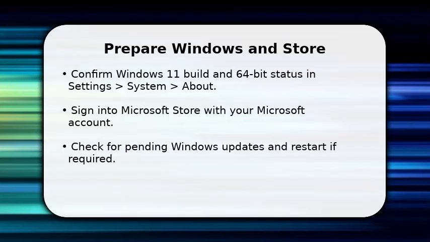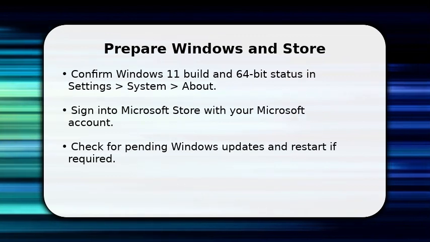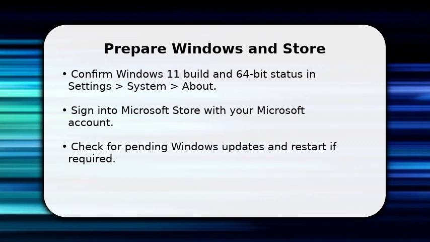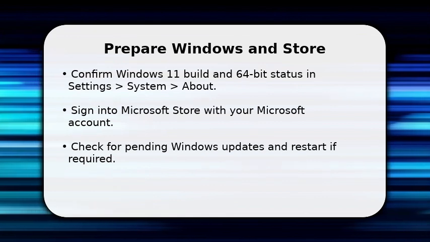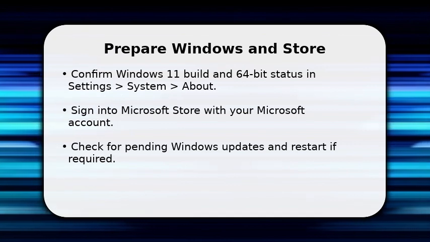You start by confirming system readiness. Open Settings and verify your Windows 11 build and that updates are applied. Once done, sign into the Microsoft Store with your Microsoft account so installations and licensing sync. Make sure no restart is pending. If Windows asks, restart now to avoid installation errors. Then open the store, search for Paint 3D, and keep the store window ready. This prepares you for a smooth install without interruptions from updates or account prompts.